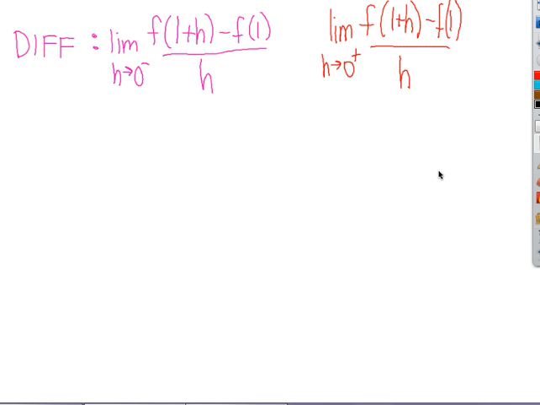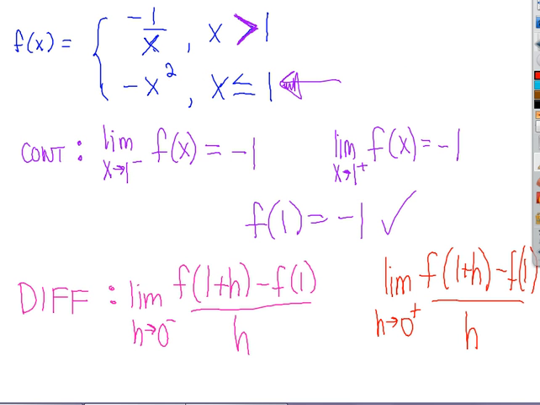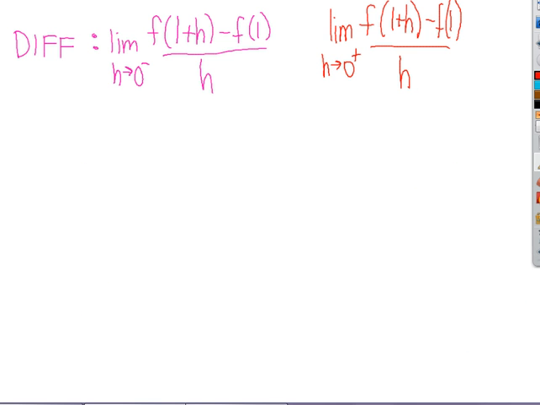Alright, so let me go back and just make sure I remember. This one's the left side, this one's the right side, and this one's the y value. That's the first thing I do: left side, right side, y value. I label them. So now I know that if I'm going to use the left side, I would do the limit as h goes to 0 from the left. Then this better be the left function, which was negative x squared. This one here better be the right function, which was negative 1 over x.